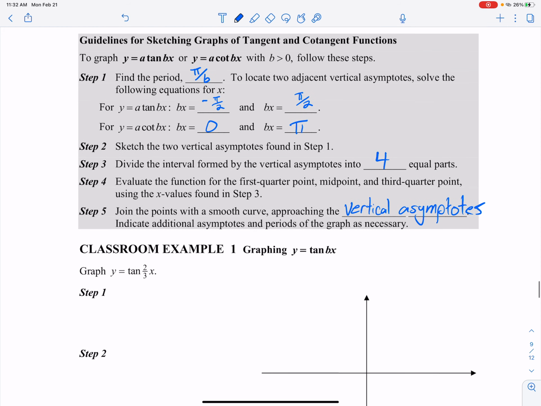All right, so step 1, we'll follow them here. It says find the period. So my new period is pi over b. Period is equal to pi over b. What is b? 2/3, right? It's the number in front of x. So I got pi divided by 2 over 3, which is just flipped over, right? 3 pi over 2.